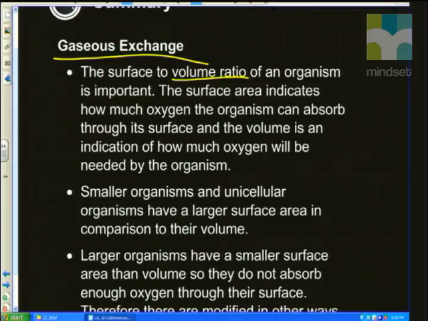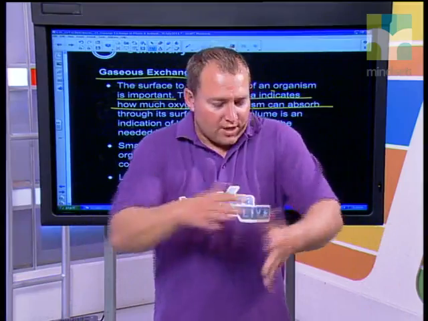The surface area and the volume of the organism are important. That's the first thing. The surface area indicates how much oxygen the organism can absorb. In other words, if I stood here and breathed through my skin, how cool would that be? Only the outer part of my skin, that's the surface area, can absorb oxygen. So every second, all the oxygen molecules against my skin, let's say 2 million oxygen molecules, is all I can take into my body. That's what they're saying about the surface area.